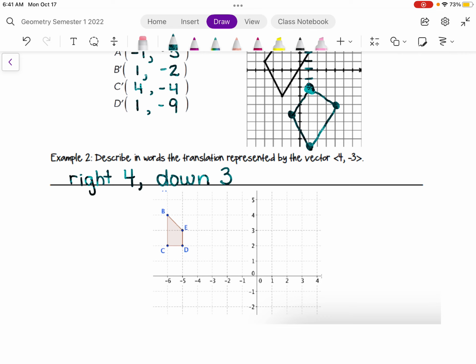Okay, so if I wanted to make this shape go right 4, 1, 2, 3, 4, and down 3, 1, 2, 3, there's one new point. Let's do it again for the other points. There's my new shape. Translated right 4 and down 3. And that is it for your notes.